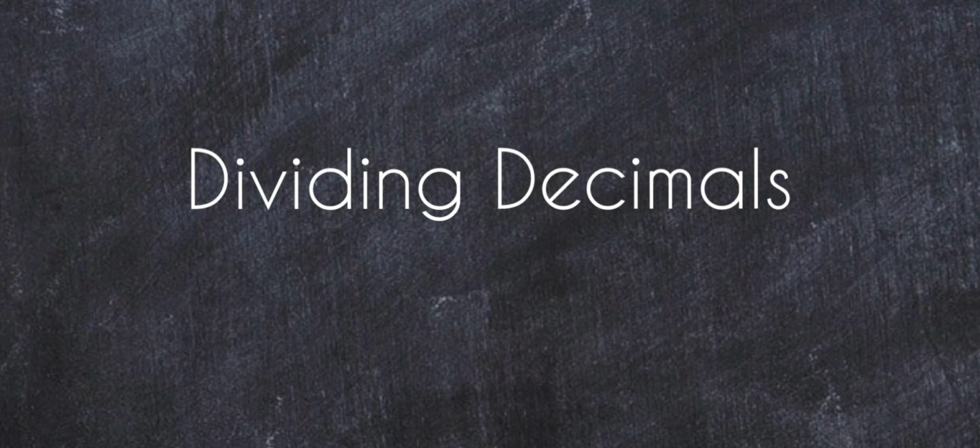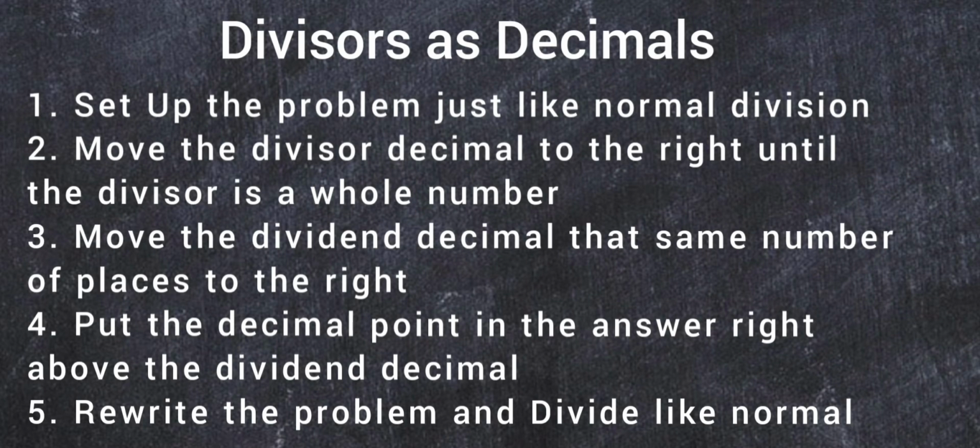Let's talk about dividing decimals. Use these steps when divisors are decimals. First, set up the problem just like normal division. Move the divisor decimal to the right until the divisor is a whole number. Then move the dividend decimal that same number of places to the right. Next, put the decimal point in the answer right above the dividend decimal. Finally, rewrite the problem and divide like normal.